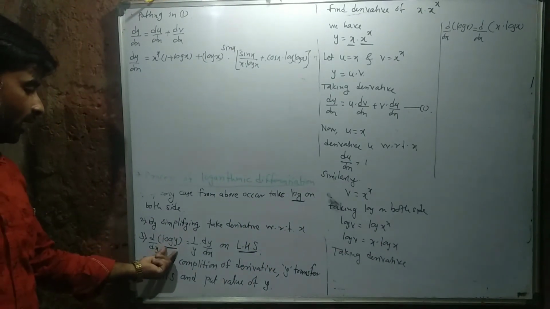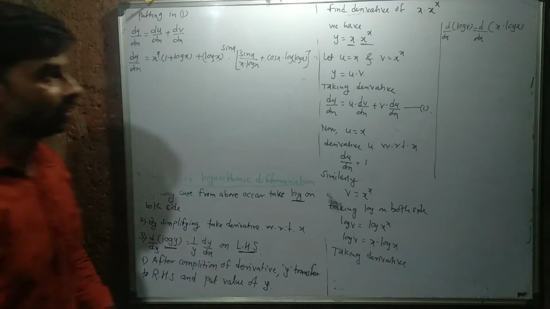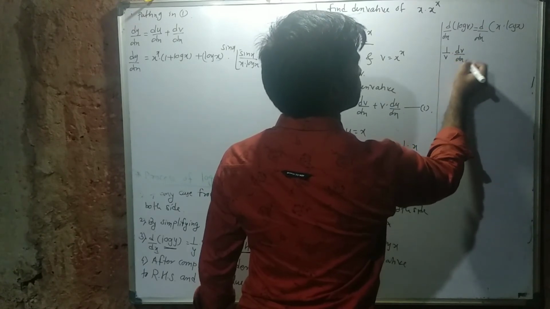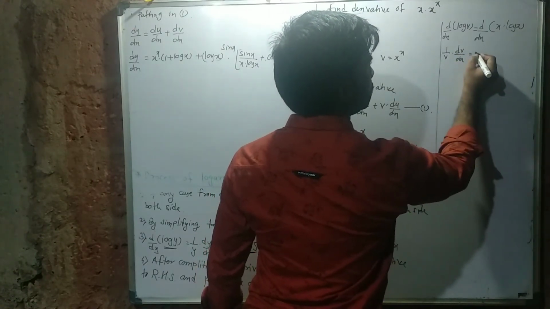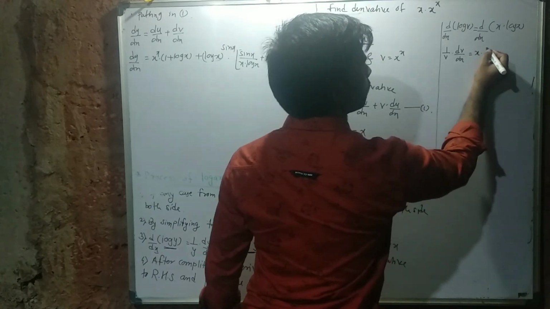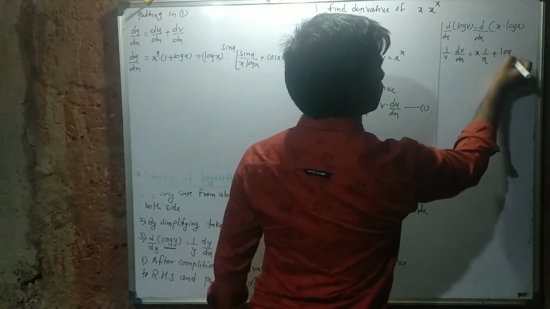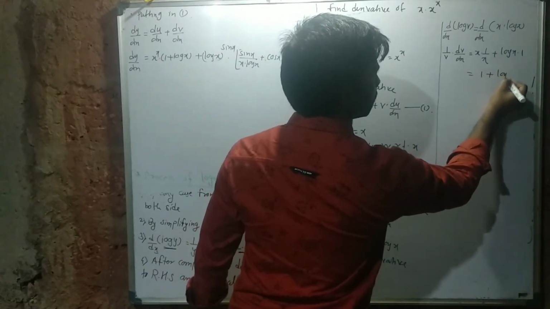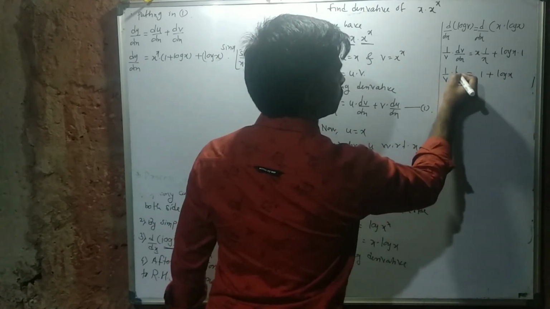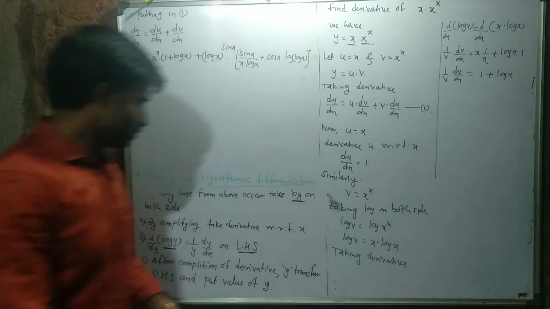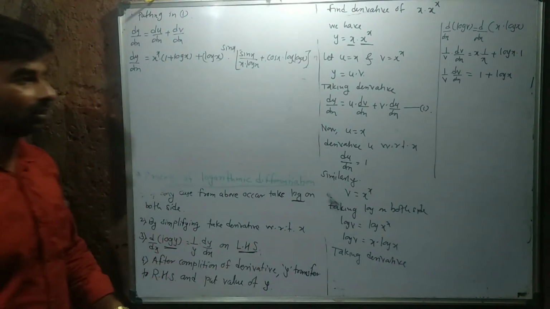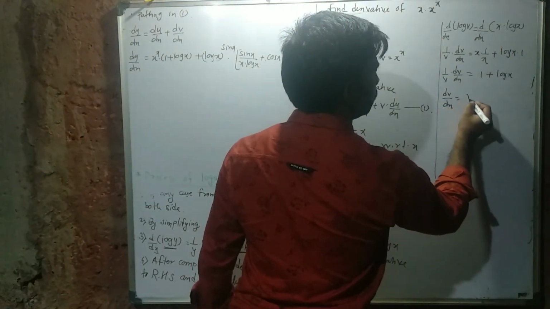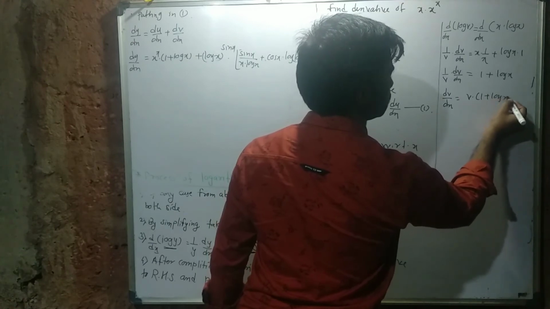According to the rule, log y has the derivative 1 divided by y into dy by dx, so log v has the derivative 1 divided by v into dv by dx. And here the multiplication rule: x as it is and the derivative of log x is 1 divided by x, plus log x as it is and the derivative of x is 1. Therefore you will get 1 plus log x, and 1 divided by v into dv by dx is here. Now according to the rule, v is transferred to the right hand side, and you will get dv by dx is equal to v into 1 plus log x.